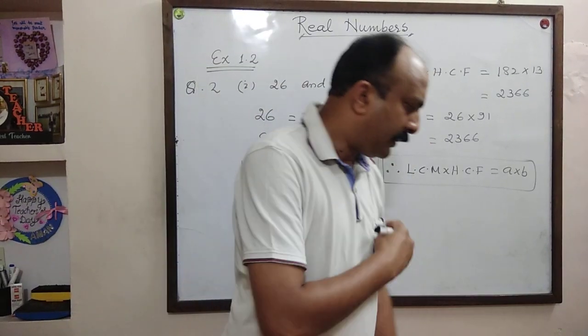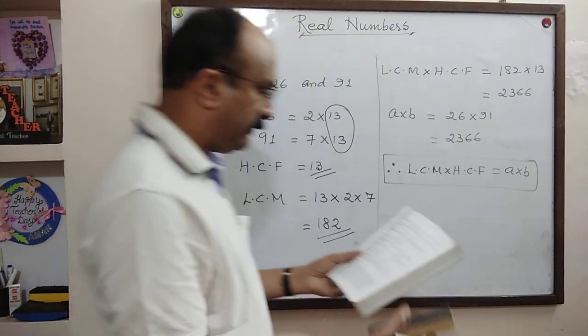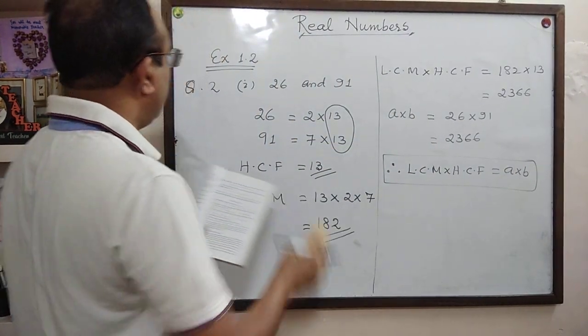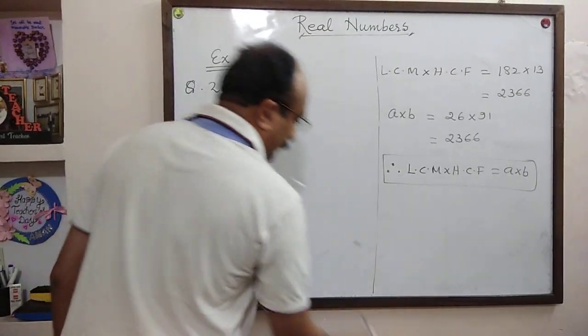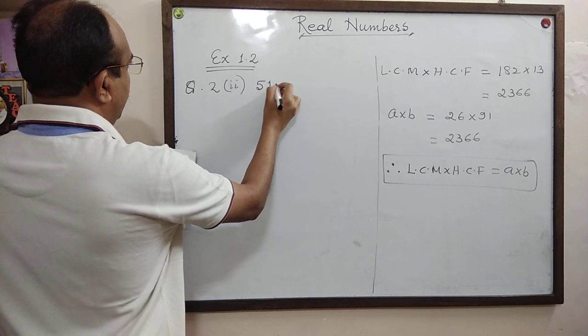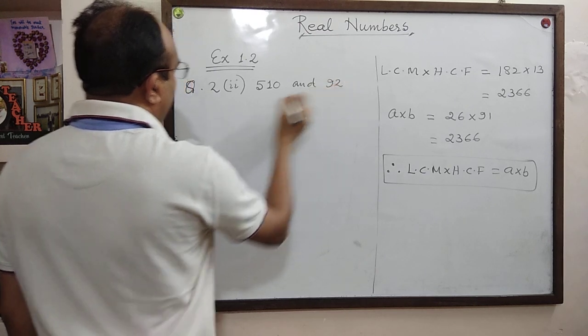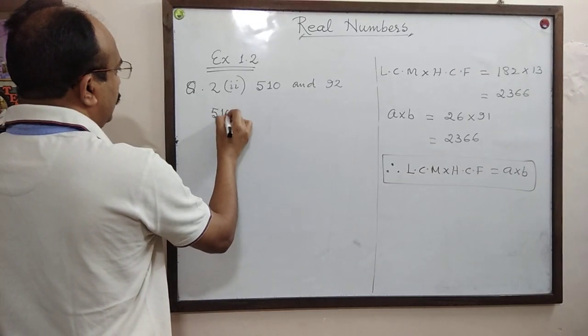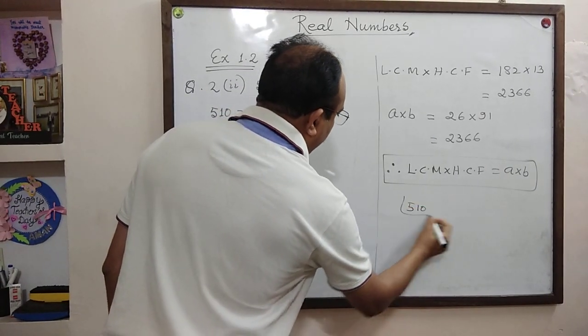I will do one more question, then only this lowest power and highest power will be clear to you. I am doing the second question also. Question number 2 is, the numbers are 510 and 92. 510 and 92. 510, prime factors of 510. First, divisible by 2.